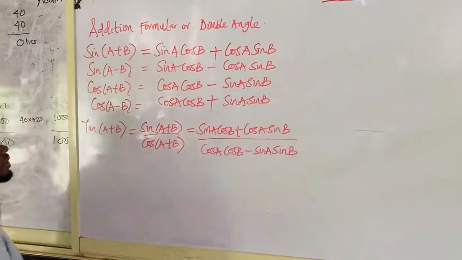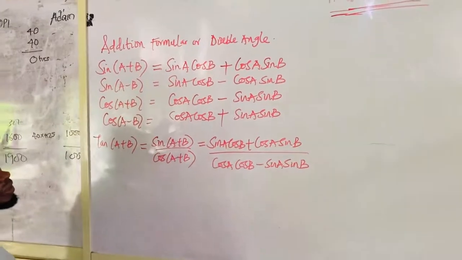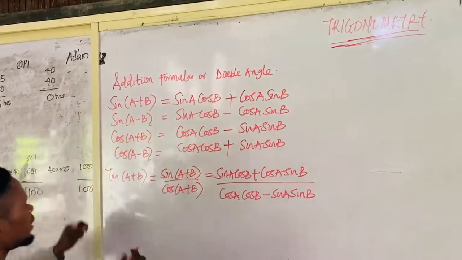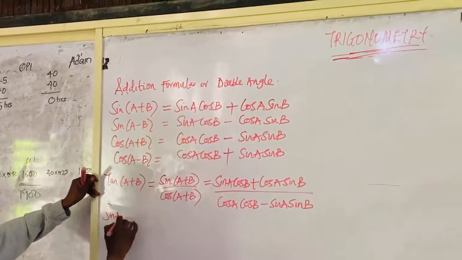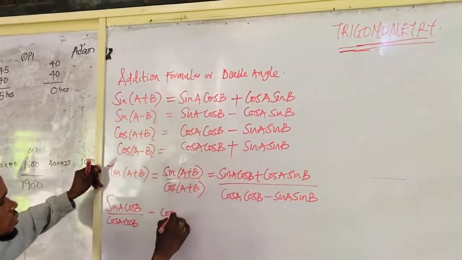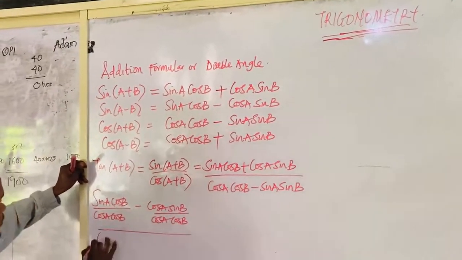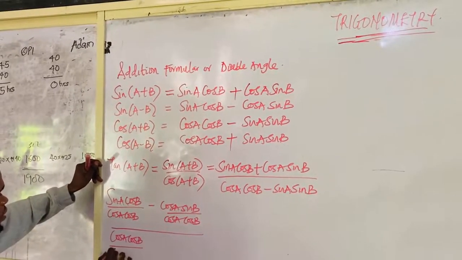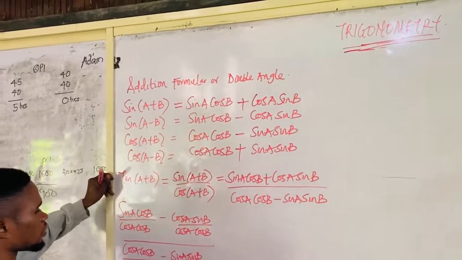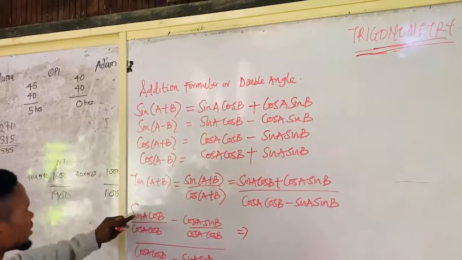You can see that the denominator of tan is cos, so we divide all through by cos A cos B. Now this is sine A over cos A.